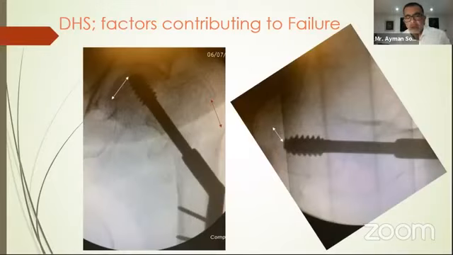So this is not the way forward. My advice is, if you're doing a DHS and putting your guide wire in and you find that you're inferior in the neck and superior in the head, think again. This is not going to go as planned. You have to reduce your fracture first.